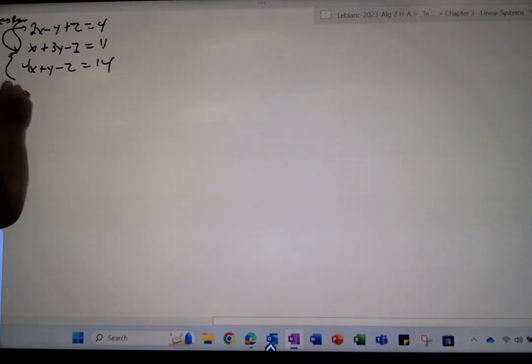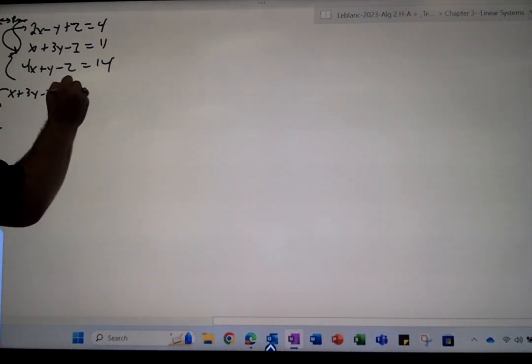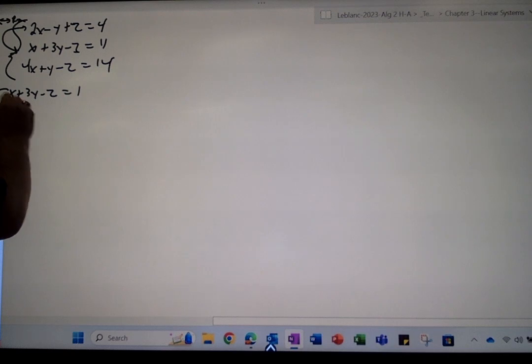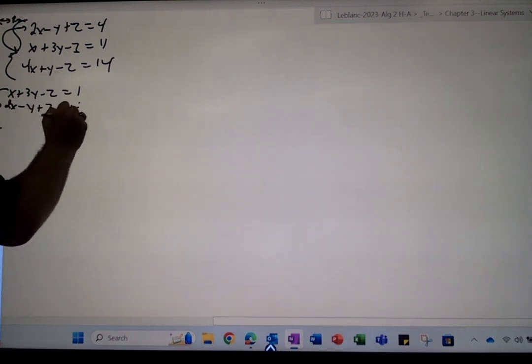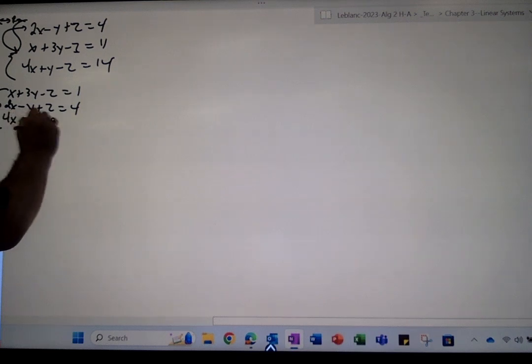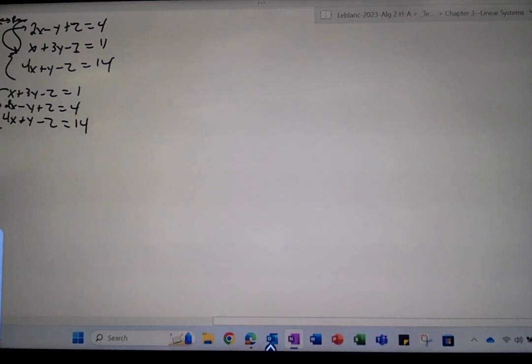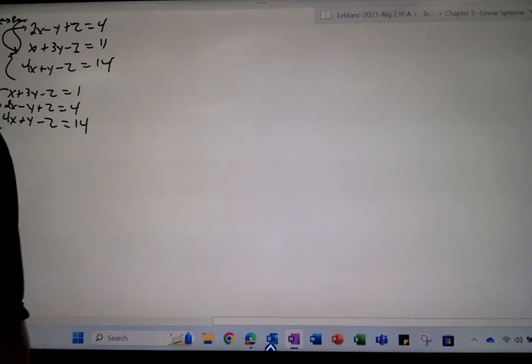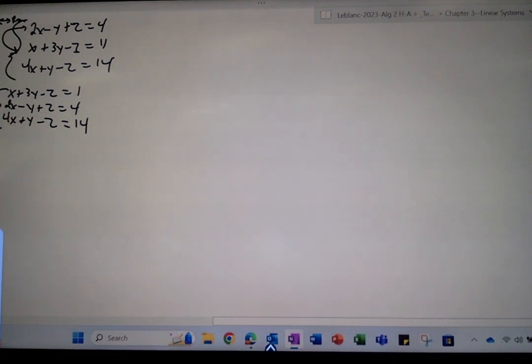And so I get x plus 3y minus z equals 11, 2x minus y plus z equals 4, and 4x plus y minus z equals 14. Okay. Now, what am I looking to do? Well, first I want to try to eliminate as many variables as possible so that I get it in triangular form so I can solve it. And again, there's more than one way to do it.